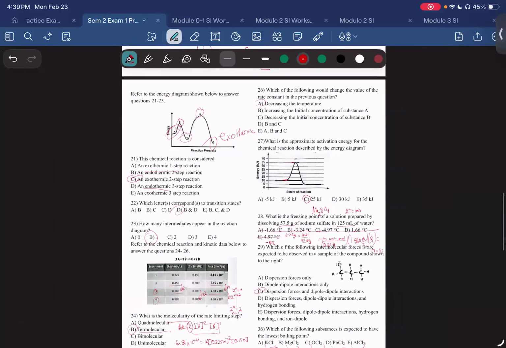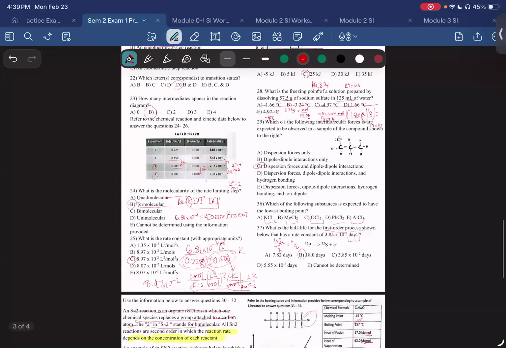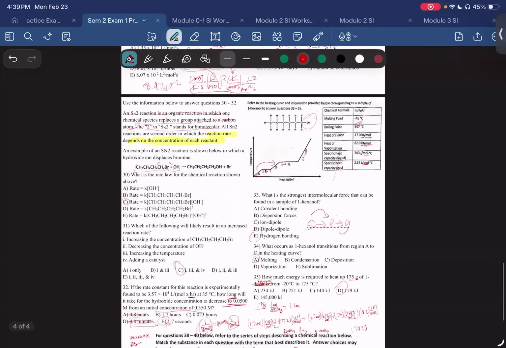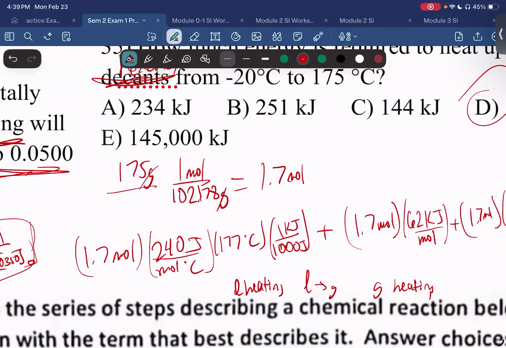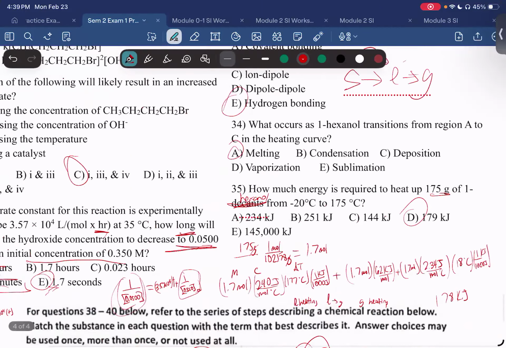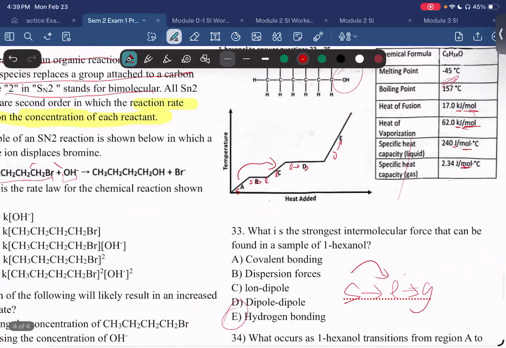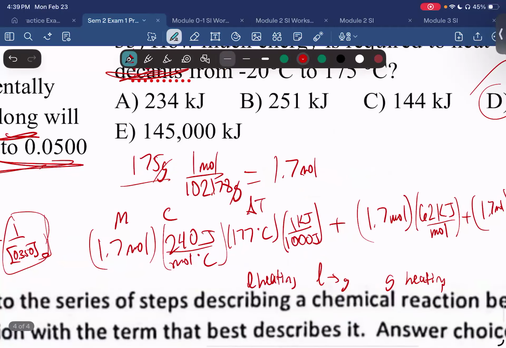Any other questions? For 35, were you using the Q equals MC delta T equation, or were you using a different one? I was technically using Q equals MC delta T. So this is M, C, delta T. However, we have to modify it a little bit because we're not given mass, we're supposed to use the moles. So M in this case would be moles, and then I had to adjust the units, the kilojoules here.